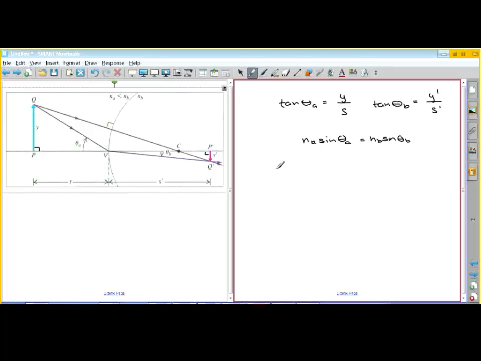Now for small angles, not only is the sine of theta equal to theta, and the tangent of theta equal to theta, but we can also say that the sine of theta is equal to the tangent of theta. So Snell's law can become n sub A tangent of theta sub A is equal to n sub B times the tangent of theta sub B. But I have the tangents up here, so I have n sub A times y over s is equal to n sub B times y prime over s prime.